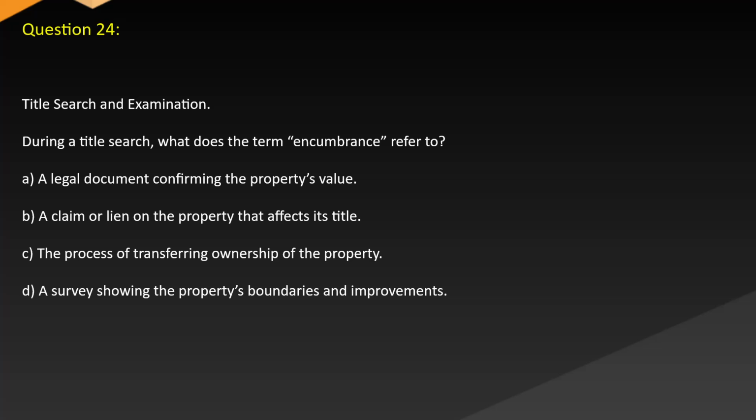Question 24. Title search and examination. During a title search, what does the term encumbrance refer to? A. A legal document confirming the property's value. B. A claim or lien on the property that affects its title. C. The process of transferring ownership of the property. D. A survey showing the property's boundaries and improvements.